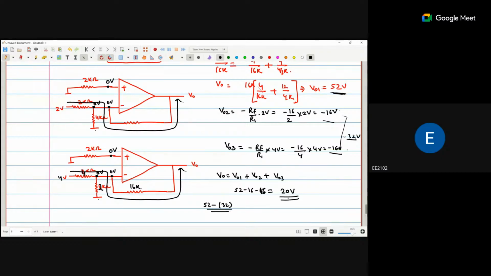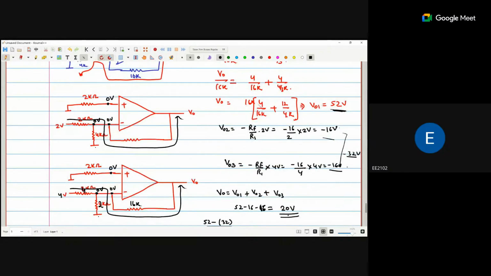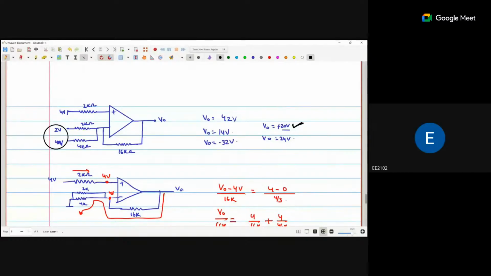So we are saying that it is a combination of adder as well as subtractor, a difference circuit. Now we are getting the output voltage that is positive, 20 volts. So on the basis of this, we say that it is a non-inverting amplifier. Why non-inverting? Because we are getting a positive voltage at the output. If we were getting a negative voltage at the output, like minus 20, we could say that it is an inverting amplifier.